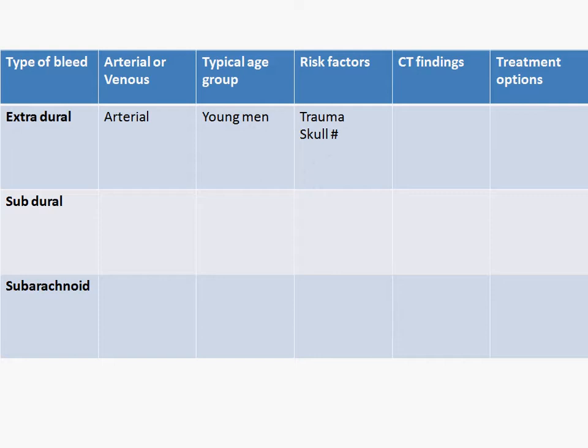What do you find on CT? Well, we find a lens shape hyperdensity because it's fresh blood. Okay, there we are. Something like this, a lens shape hyperdensity. And the treatment options, well, it's going to be craniotomy or a burr hole. These patients can deteriorate rapidly.